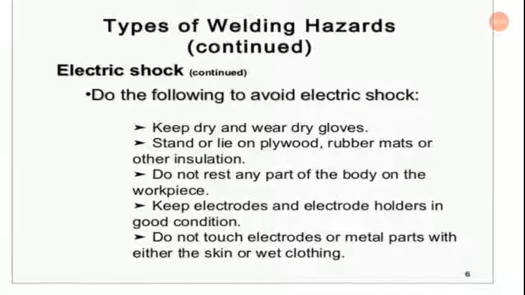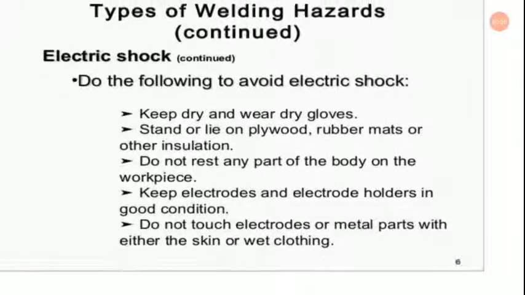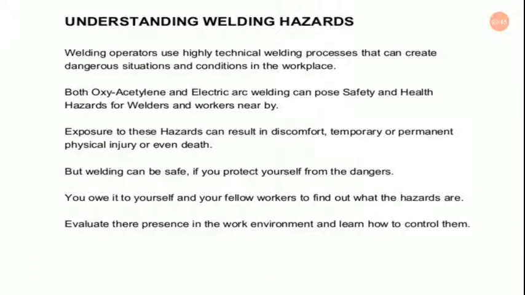Types of welding hazards. Electric shock. Keep dry and wear dry gloves. Stand or lie on plywood, rubber mats, or other insulation. Do not rest any part of the body on the workpiece. Keep electrodes and electrode holders in good condition. Do not touch electrodes or metal parts with either the skin or wet clothing.